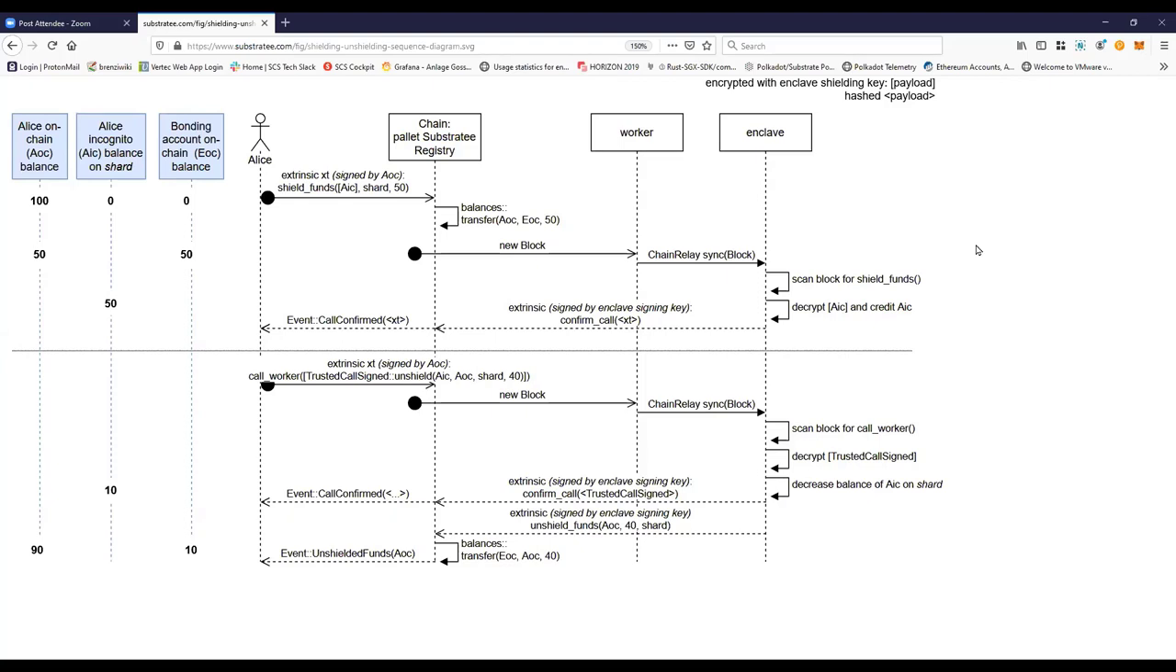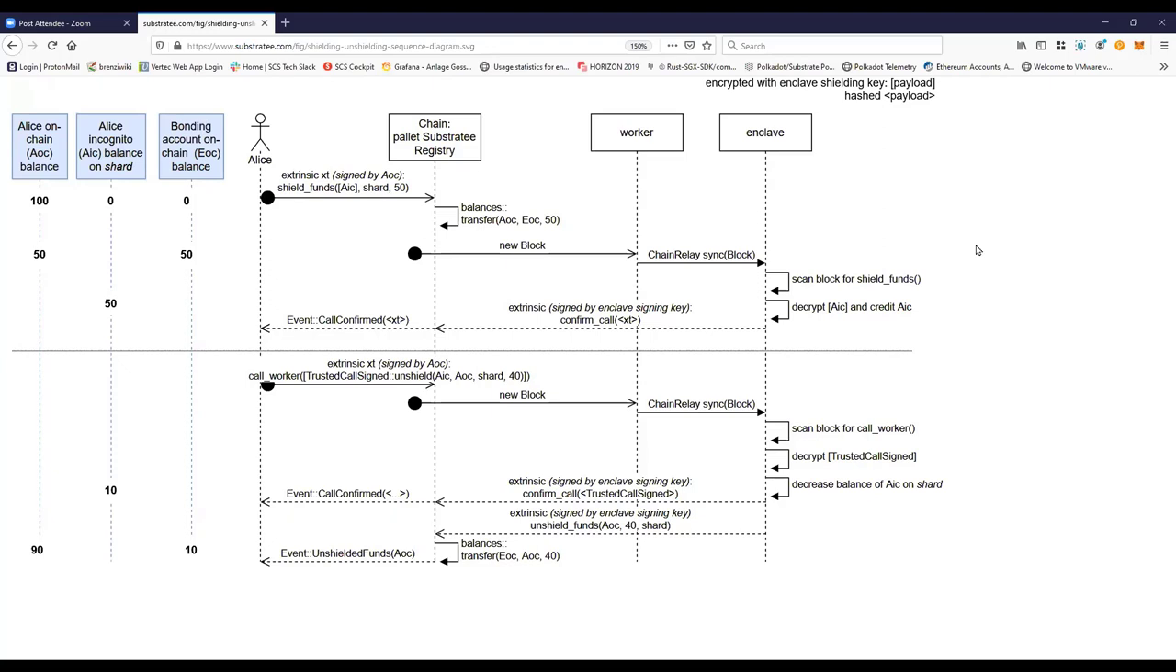Because the enclave decreased AIC by 40, it can now instruct the chain to send 40 from the bonding account to Alice's public identity. And so our pallet will again call the balance transfer, sending from the bonding account to AOC.